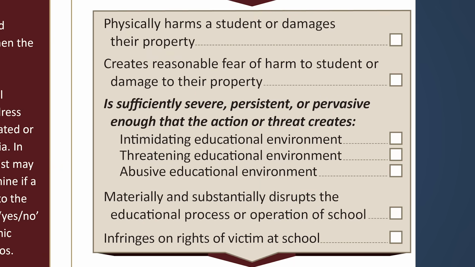Has the victim or their property been physically harmed, or does the victim have a reasonable fear of harm to themselves or their property? Is the action or threat sufficiently severe, persistent, or pervasive enough that it creates an intimidating, threatening, or abusive educational environment? Did the action materially or substantially disrupt the educational process or operation of the school? Did the alleged bully infringe on the rights of the victim at school? If any of these questions are true, continue down the checklist.